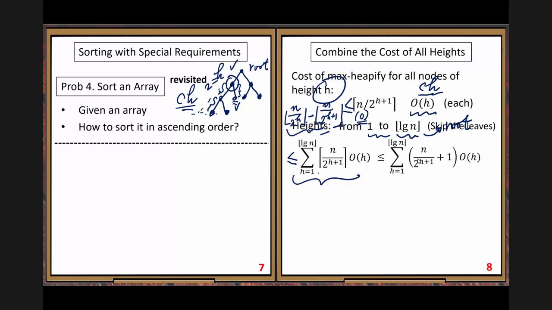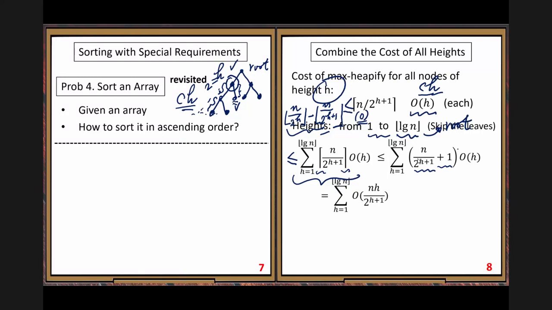Because the ceiling function is not very easy to manipulate, here we use a simpler expression based on an inequality. The ceiling function is less than or equal to the inner part, n over 2 to the h plus 1, plus that 1, because the difference is less than 1. So we add 1, so we get larger.